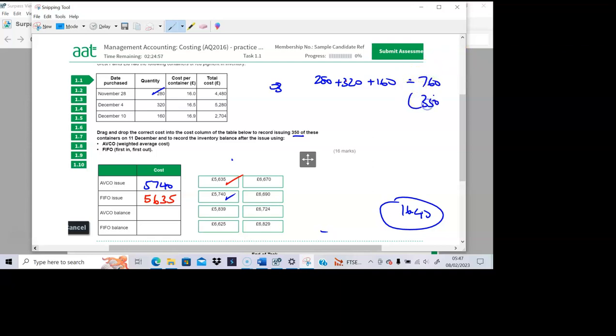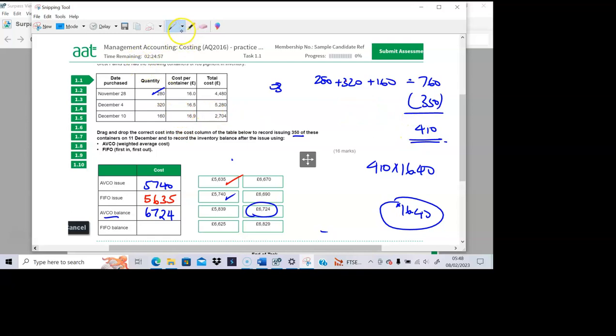You then get rid of 350, so you have 410 units left in inventory. At £16.40, this is AVCO. 410 units will be valued at 6724. Multiply the two together, £16.40, and you get 6724. I know I have 410 left, so that's kind of good for me.